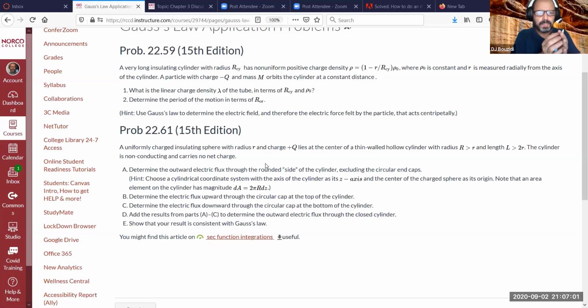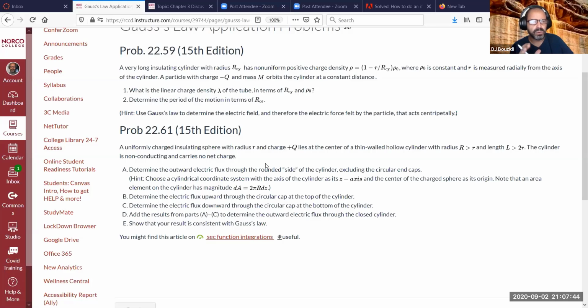You have a sphere of radius little r, and it's inside a big cylinder, okay? And the cylinder has length L that is bigger than 2r, bigger than the diameter of the sphere. So in other words, the sphere is sitting comfortably inside the cylinder of radius big R, which is bigger than the other radius. So even on this side, it sits comfortably, and also on the other side, it sits comfortably inside the cylinder. So the cylinder encloses the entire sphere, okay? The cylinder is non-conducting and carries no net charge. So the cylinder has no charge on it.